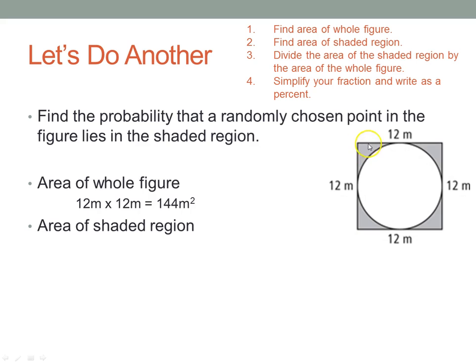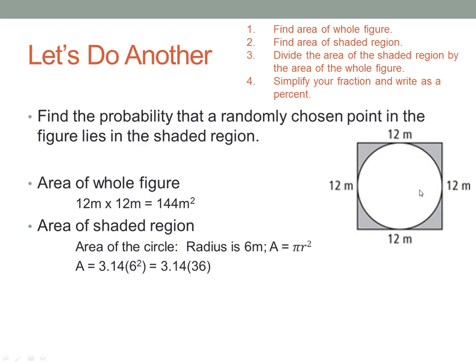Now let's find the area of the shaded region, but I don't know how to find the area of the shaded region, but I do know how to find the area of the circle. And then we could subtract that from the area of the square. So an area of a circle is pi r squared, and my radius is 6 meters. How do I know that? Well, let's see. This is 12 meters, which means my diameter is 12 meters, and my radius is half of my diameter. So that's 6 meters.